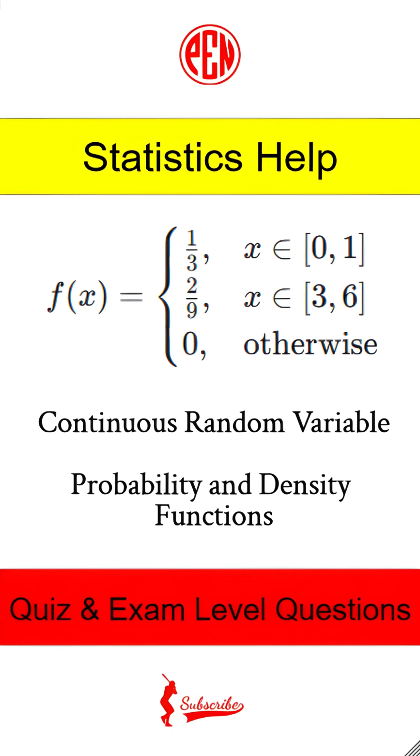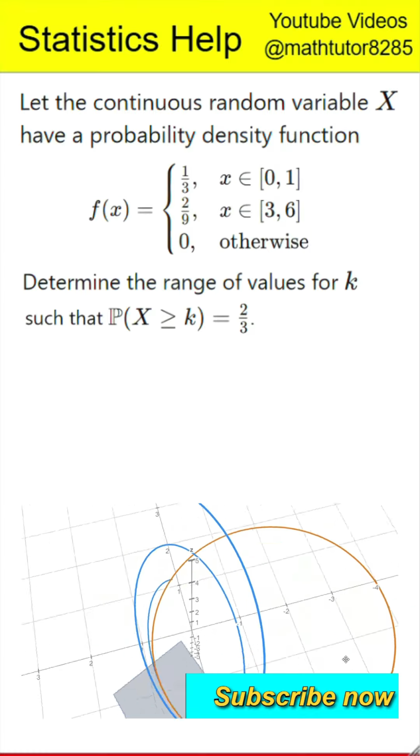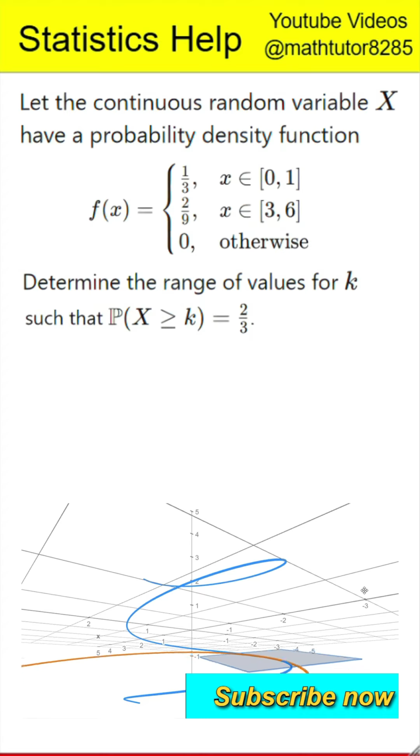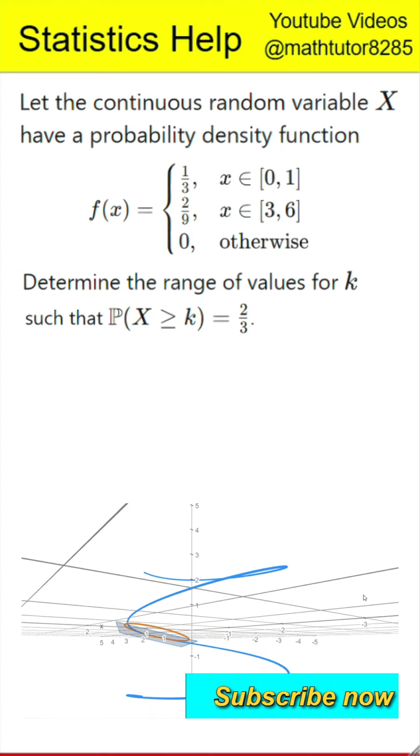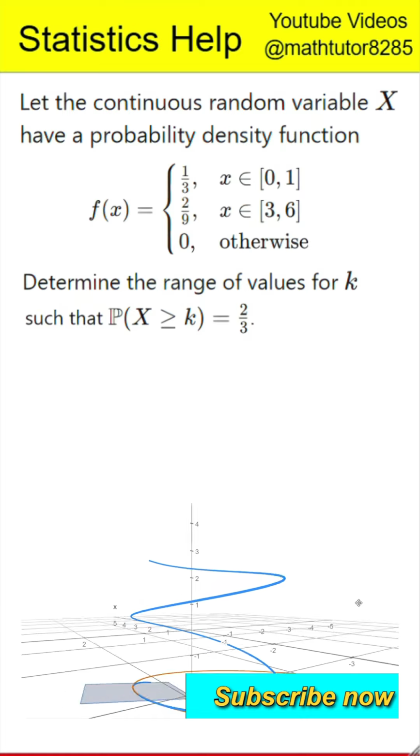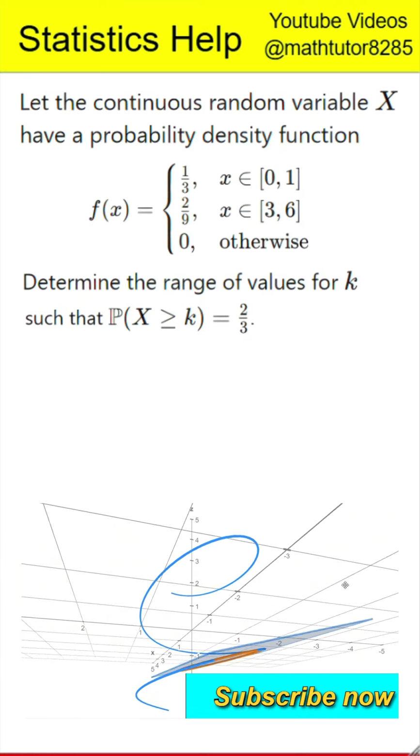This question is to find specific values for a continuous random variable given its probability density function. A continuous random variable, called x, has a probability density function defined as follows. It equals 1/3 when x is between 0 and 1. It equals 2/9 when x is between 3 and 6. And it is 0 everywhere else.